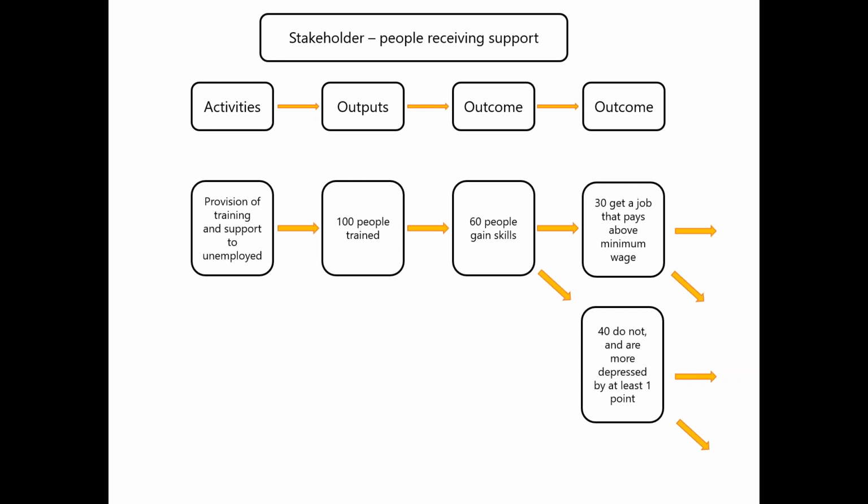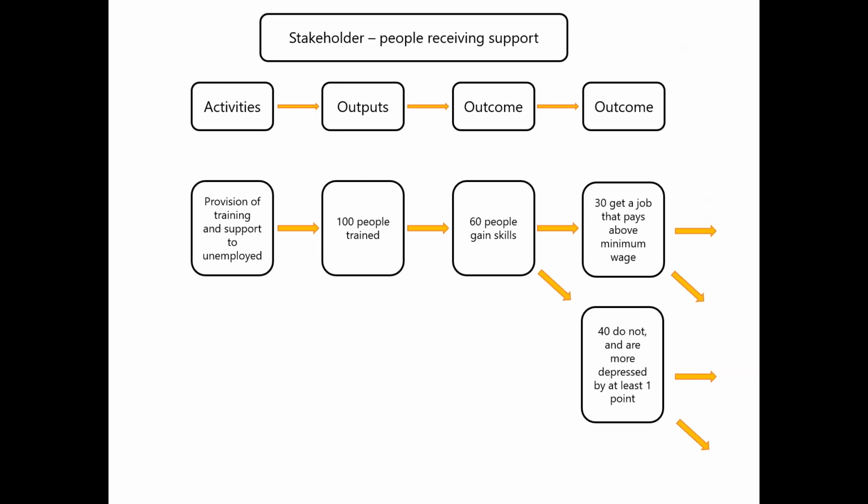And we have a target that 30 people will do so. I hope you're looking at this and seeing a bit of a problem with this illustration. We have a completeness check. If we have 100 people trained, 60 gain skills and 40 do not, we only have 30 getting a job. This is an intended error. We want people to be complete.